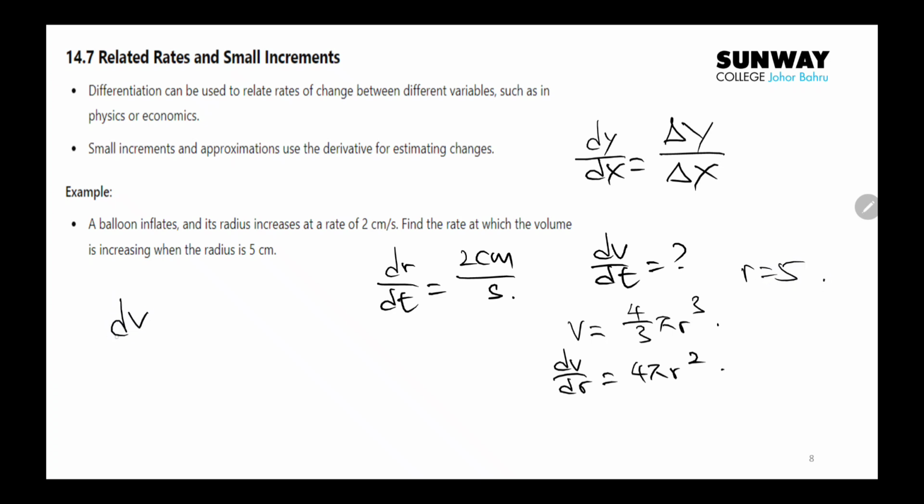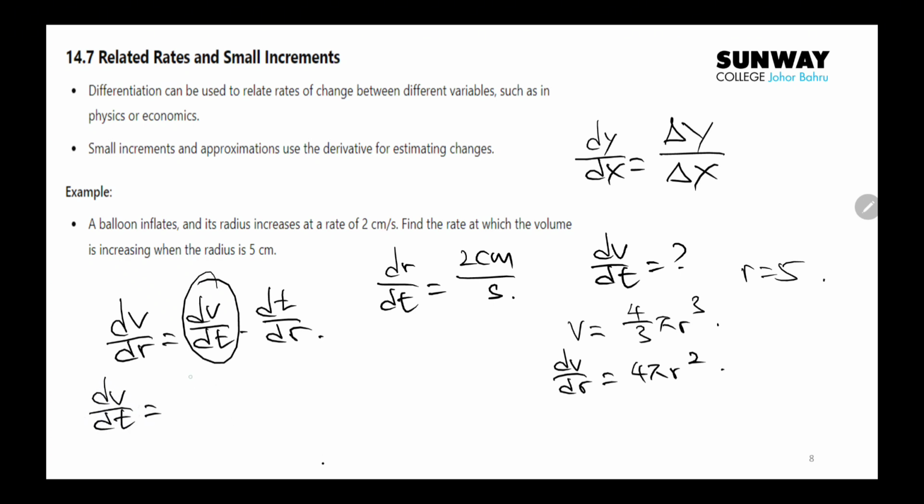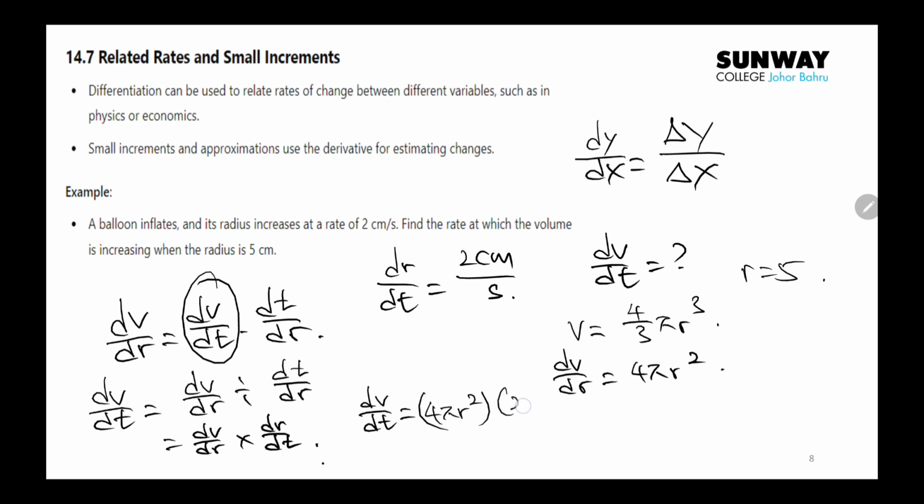According to the chain rule, dV/dr equals dV/dt times dt/dr. We would like to figure out dV/dt, so we move dV/dt to one side and everything else to the other. It's equivalent to dV/dr divided by dt/dr, which is dV/dr multiplied by dr/dt. Now make the substitutions. dV/dr is 4 pi r squared and dr/dt is 2. R equals 5, so you have 25, 100, 200 pi as the answer for dV/dt.